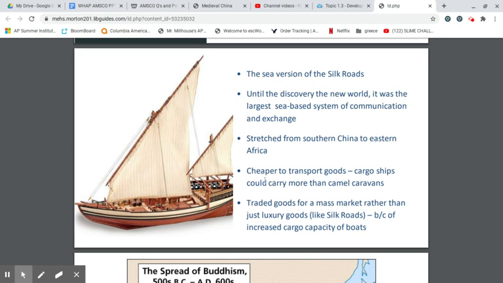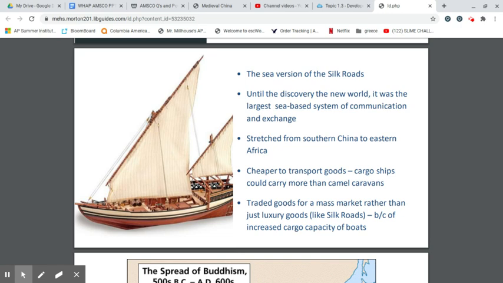Now, this is very cheap to transport goods. This is a lot cheaper than stuffing silk into camels and putting them on these camel caravans. You can carry a lot more on the ships. And just like in modern day times, if you buy something in bulk, it's cheaper. So it's the same case here because they could ship it.